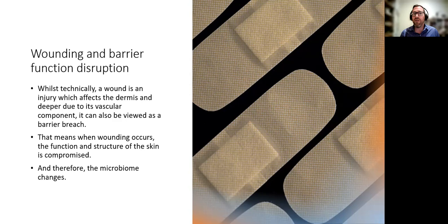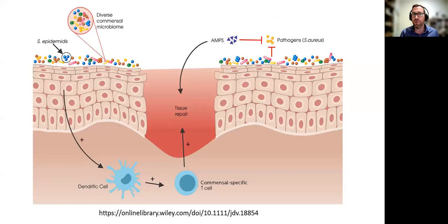So wound healing and barrier disruption. Technically, as we mentioned before, a wound is an injury that affects the epidermis and then eventually the dermis. It can also be viewed as that barrier breach. And so therefore, when wounding occurs, there is a change to the microbiome. So what does that look like? It means that things are not where they're meant to be.